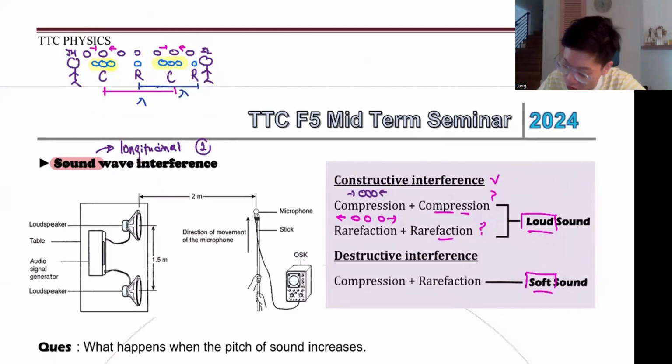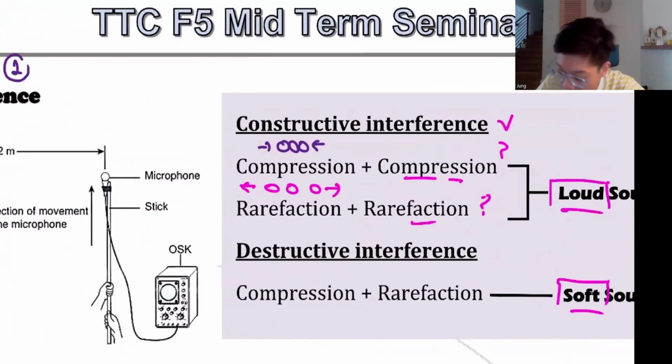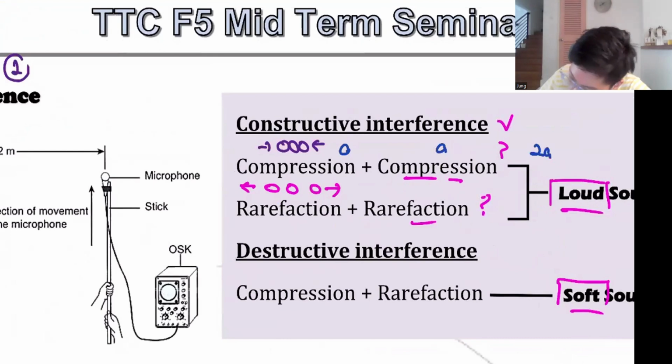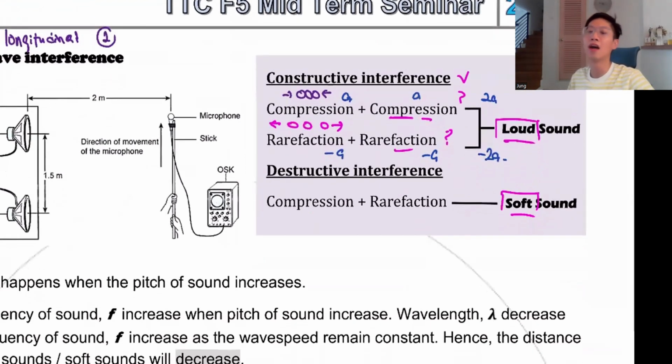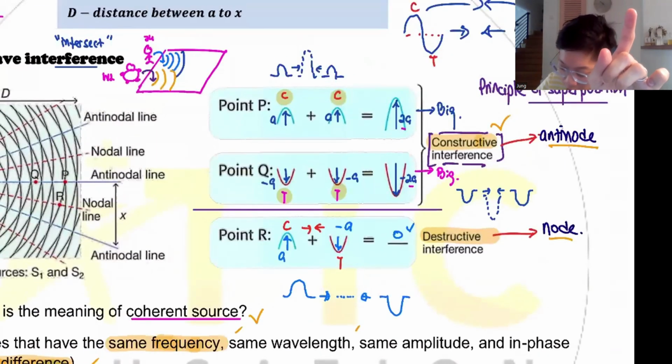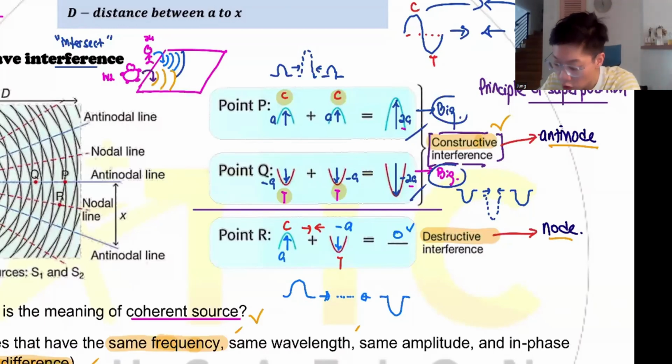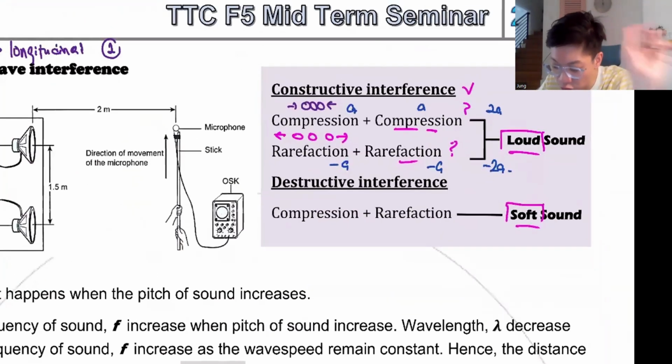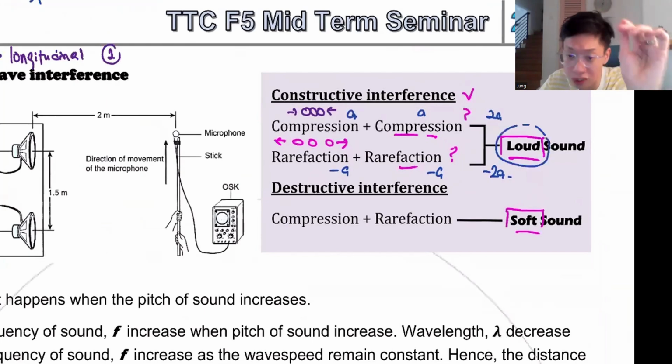Okay, so when I've got two compressions, let's just say compression is actually A and A, when they combine, you actually form 2A. Let's say rarefaction is negative A, let's say amplitude negative A. So you realize that this is negative 2A. So no matter whether you have 2A or negative 2A, you get a bigger wave, right? Remember just now we said, when you have 2A or negative 2A, these are both considered big waves, correct? So when you have 2A and negative 2A, you actually produce a loud sound.